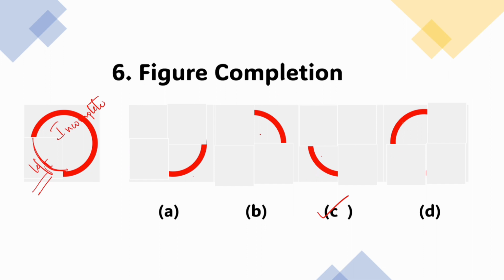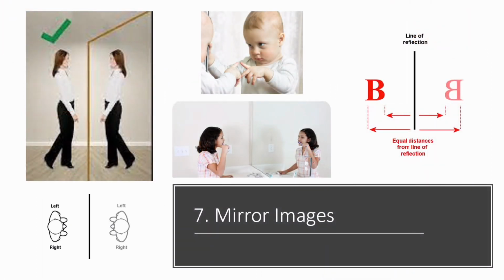This is also not correct because this is left to top. The correct answer is this one, option number C. This is how we have to do figure completion. And the next one is mirror image.